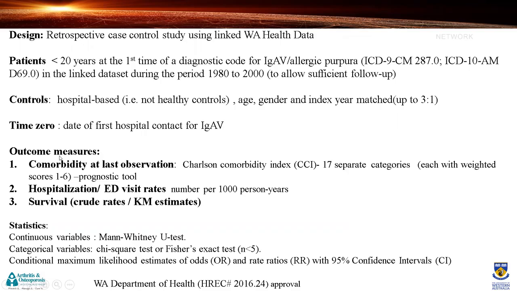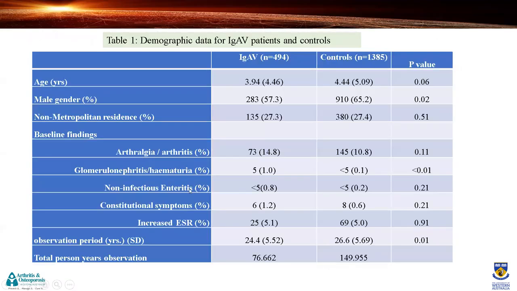And we looked at outcome measures in the form of comorbidity at last observation, as defined by the Charlson Comorbidity Index, which recognizes 17 separate comorbid categories, each given a weighted score, so an overall comorbidity score can be estimated as well. And this has been found to be a useful prognostic tool in a large number of studies. Given the chance of developing comorbidity, we also looked at hospital and ED visit rates over time in these patients, and finally looked at mortality rates and survival.